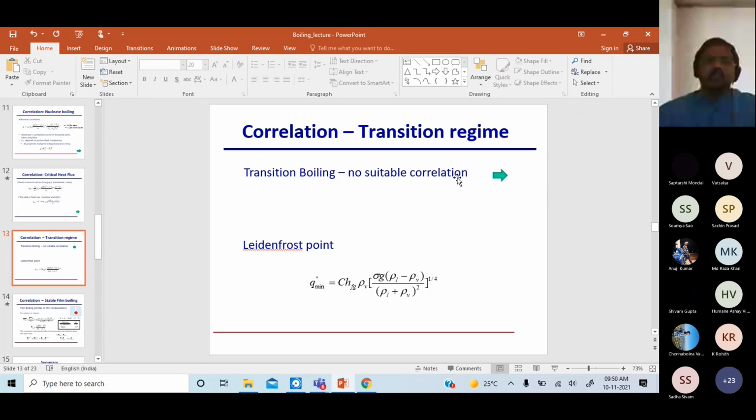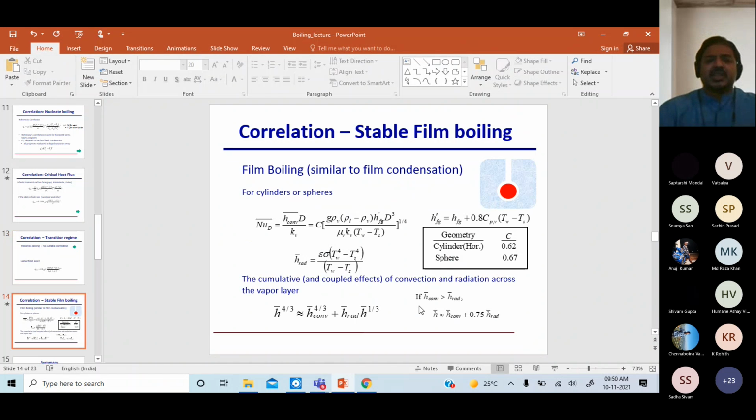For transition boiling, there is no suitable correlation, unfortunately. And for the Leidenfrost point, there is one correlation that is given. The Q double prime min is again given by something like this. And finally, for stable film boiling, it is exactly similar to film condensation.